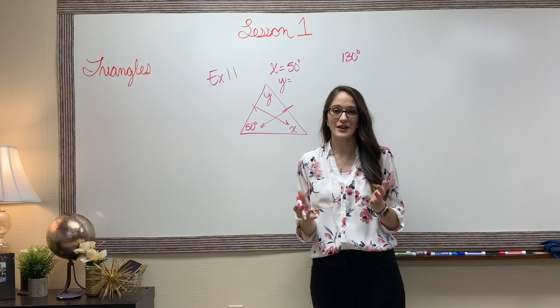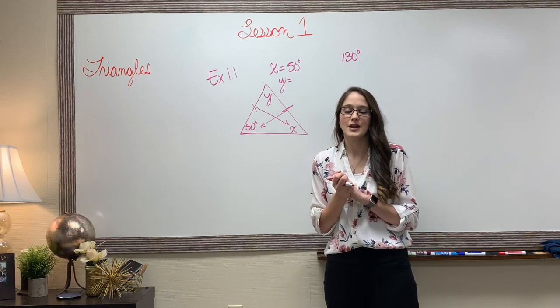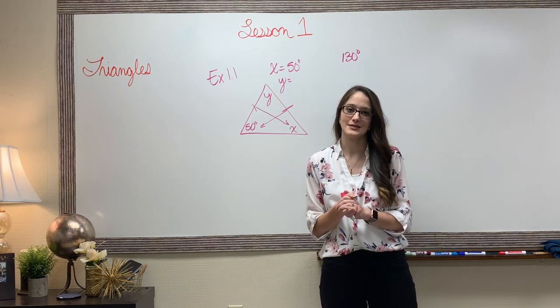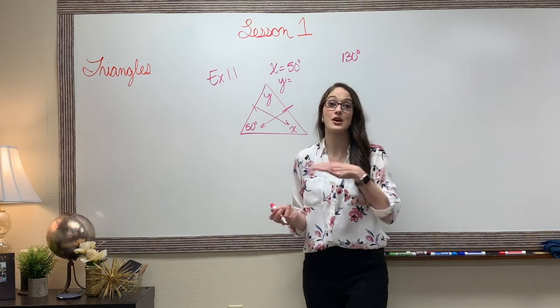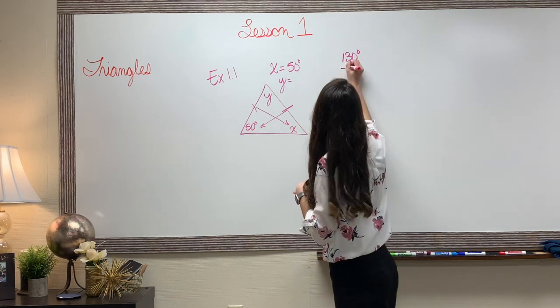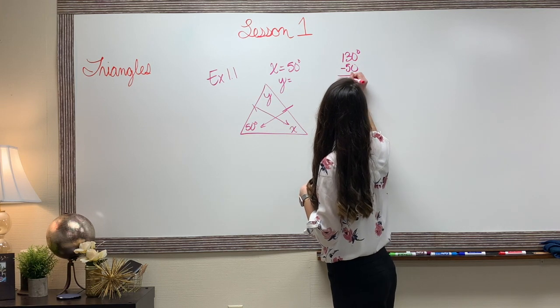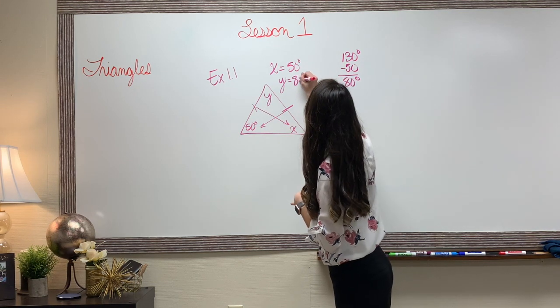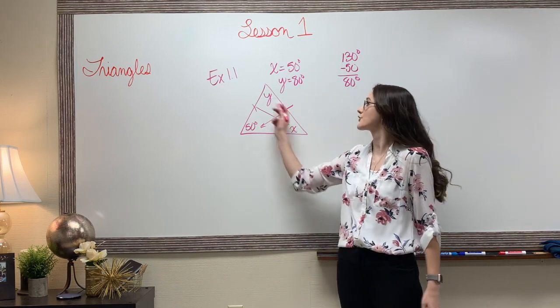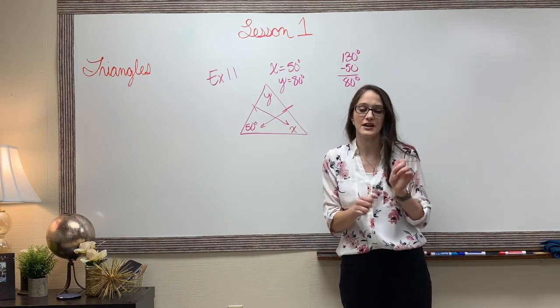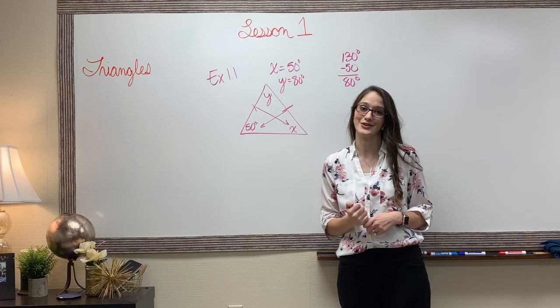So now we need to find angle y. We know that angle x plus angle y has to equal 130 degrees. We know that angle x is 50, so I can subtract that. Then I get 80 degrees. And if I need to check my work, I can add all 3 angles together, and I'll find that I do still get 180 degrees.